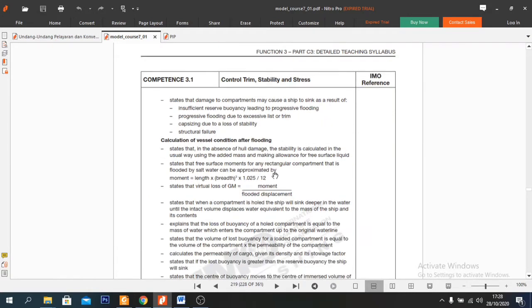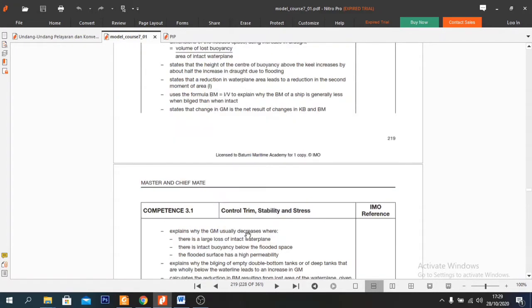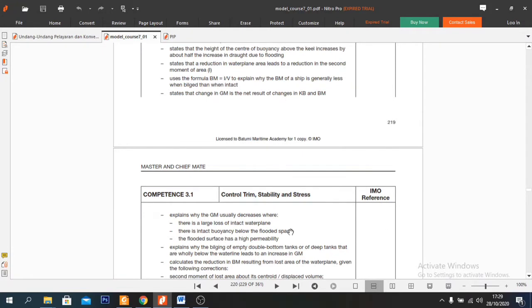Terus perhitungan-perhitungan seperti ini disebutkan. Calculation of vessel condition after flooding, ya. Jadi ini seperti yang ada di buku diklat tadi. Jadi perhitungan kondisi kapal setelah tergenang. Explain why the GM usually decreases where there is a large loss of intact water plane. There is loss of buoyancy below the flooded space.